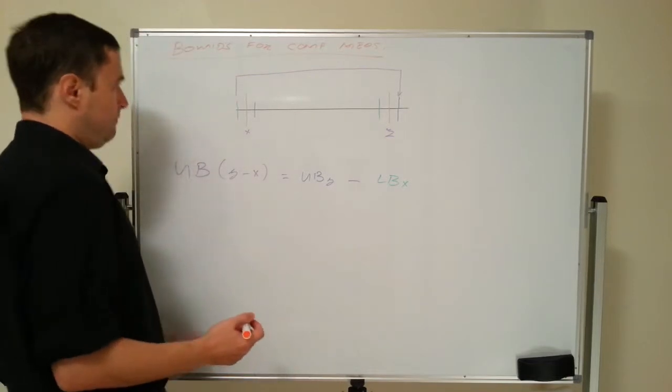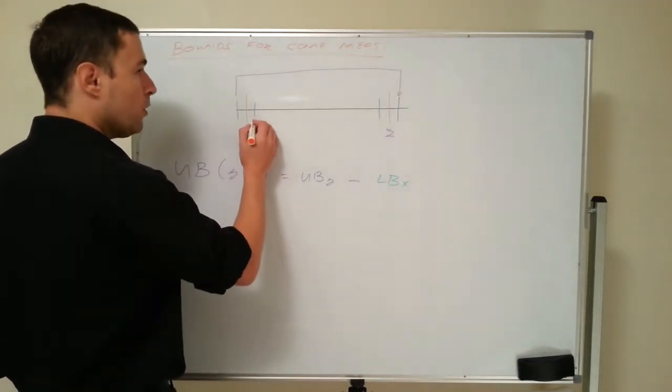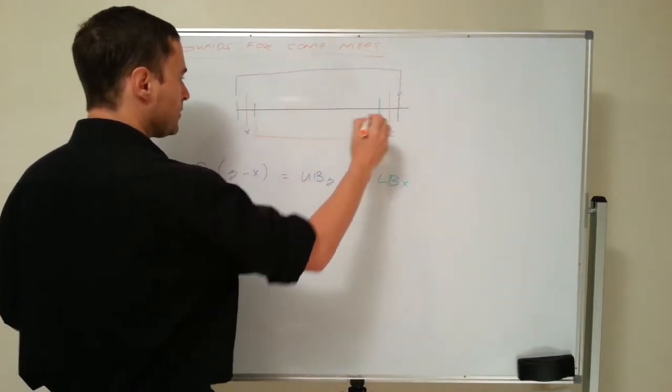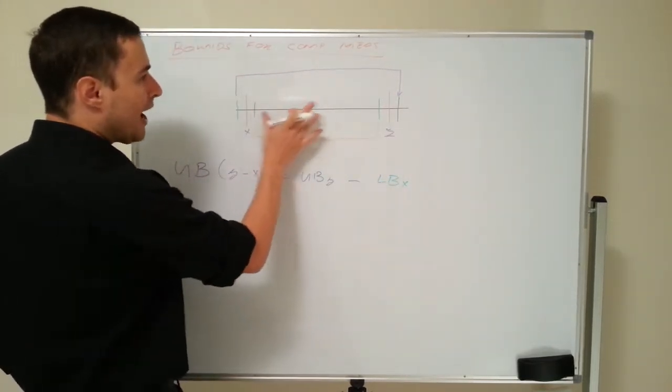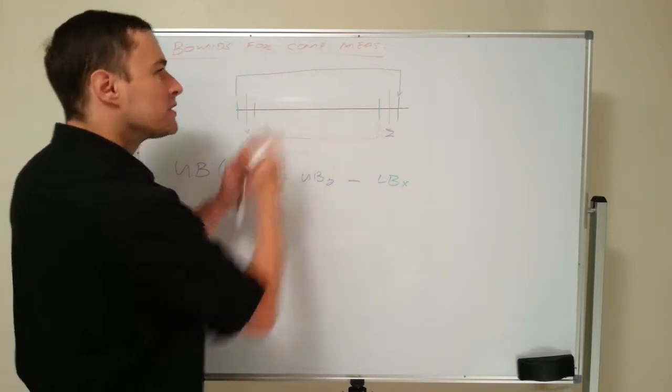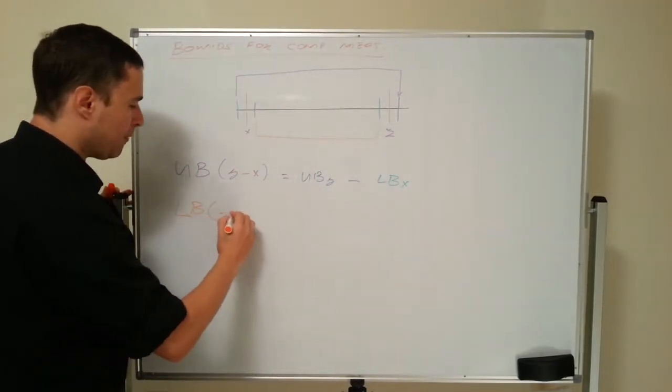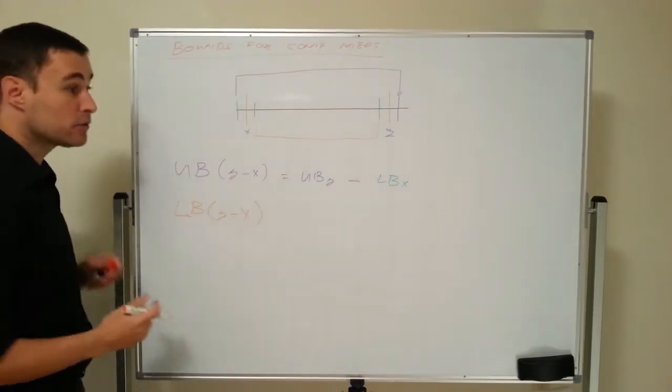Let's see if this is visible. What would be the lower bound of the difference? Well, the lower bound, I wonder if that's too light for you to see. I hope not. The lower bound will be, how do I make this the smallest? Okay, the lower bound of y minus x would be, how do I make it the smallest?